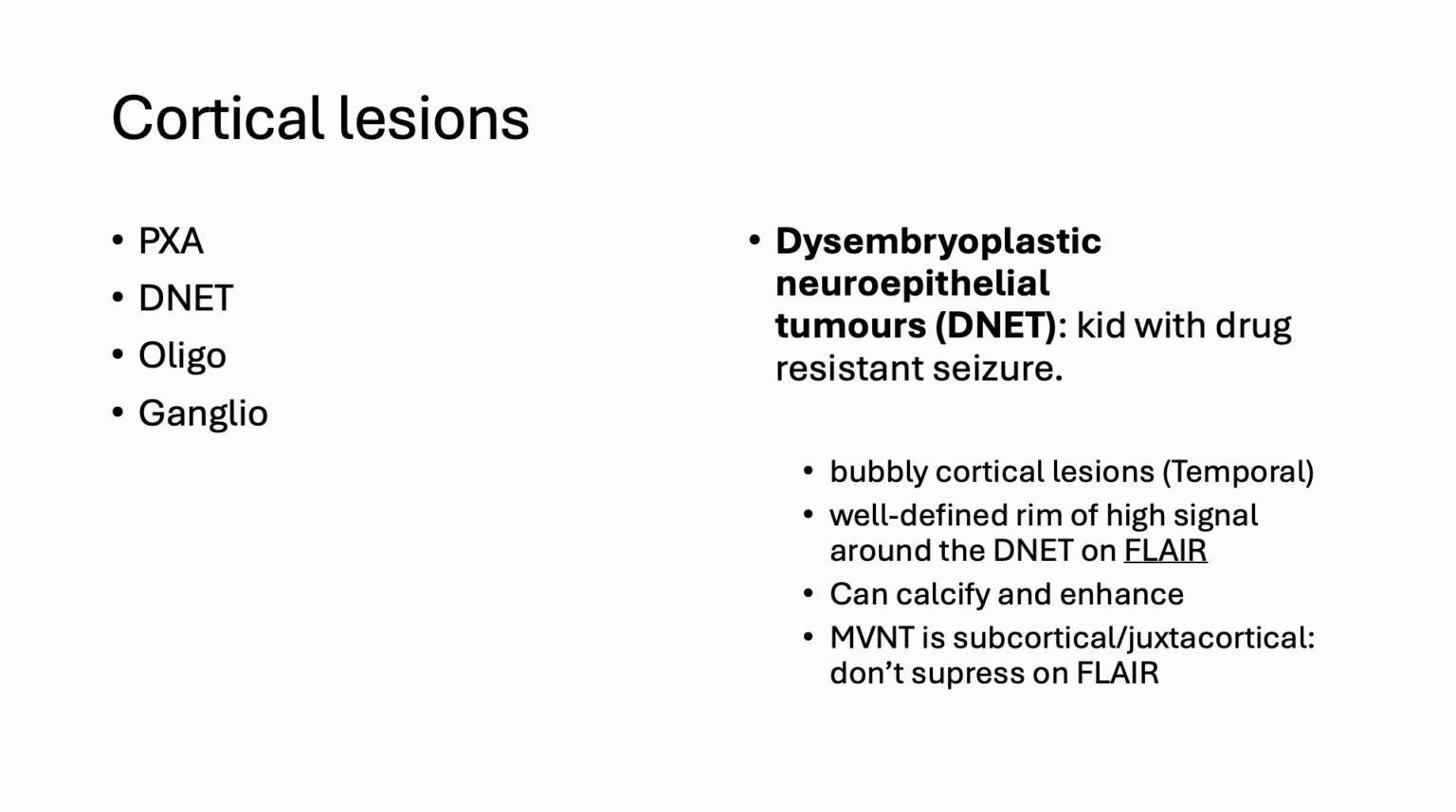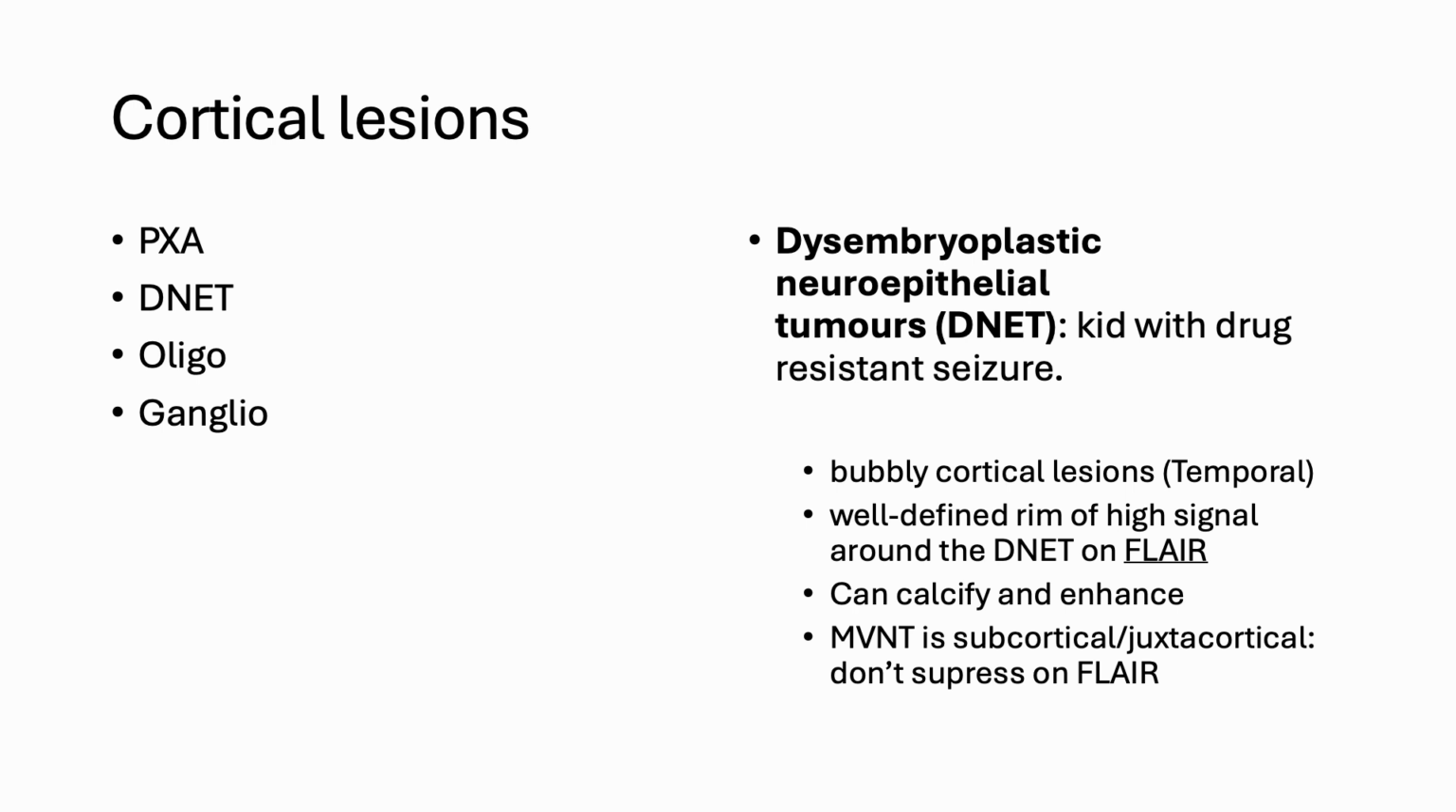DNET is dysembryoplastic neuroepithelial tumor. It's usually a child with a drug-resistant seizure. It looks bubbly on T2. It has this specific sign of a hyperintense rim on FLAIR. They can calcify, they can enhance, they don't usually restrict.